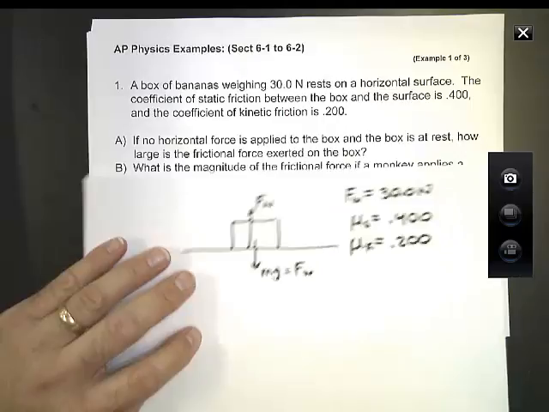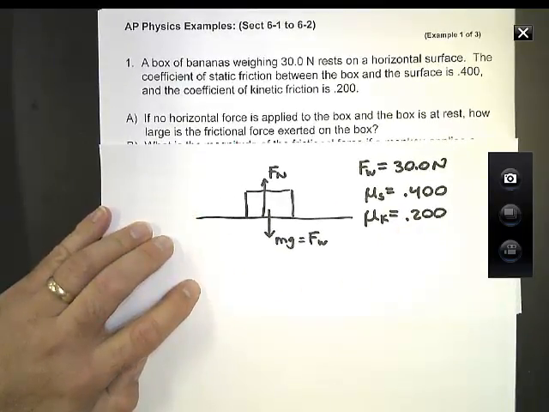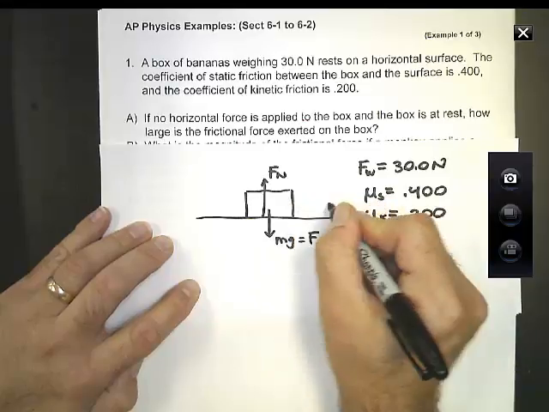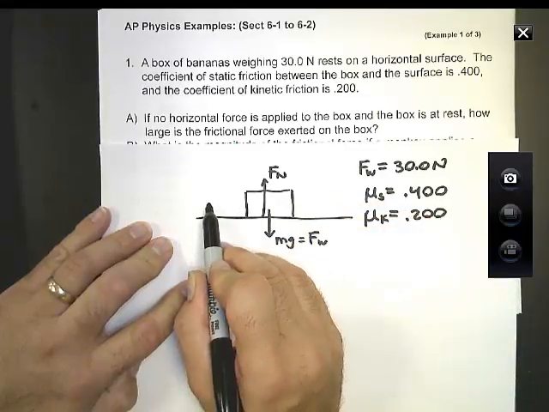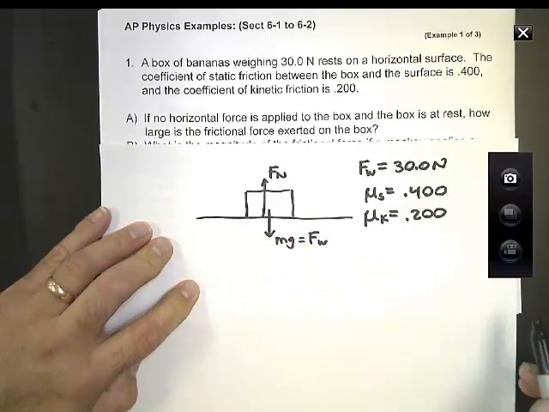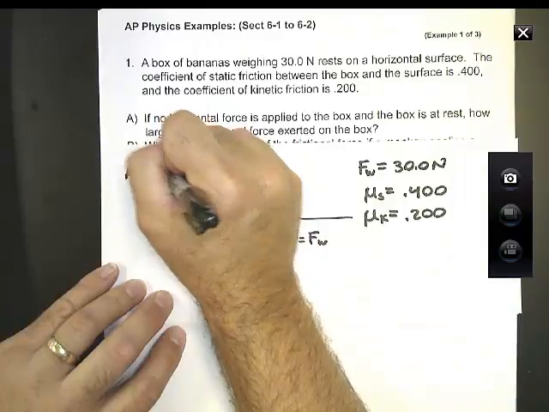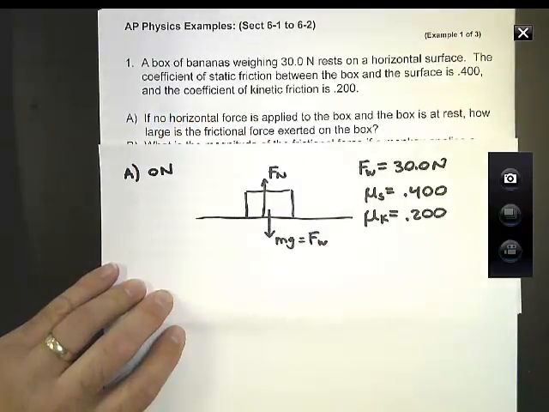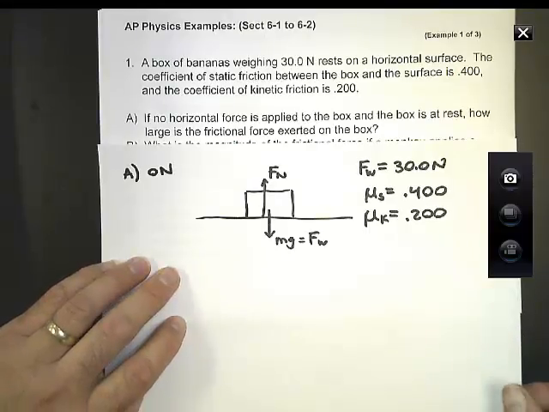Okay. First question says, if no horizontal force is applied to the box and the box is at rest, how large is the frictional force on the box? So nobody's applying a force this way. In order to keep this thing at rest, to keep it static, there'd be zero force. So A, the answer is 0 newtons. There is no static friction on it because there's no horizontal force attempting to cause the box to move. So that's kind of nice.